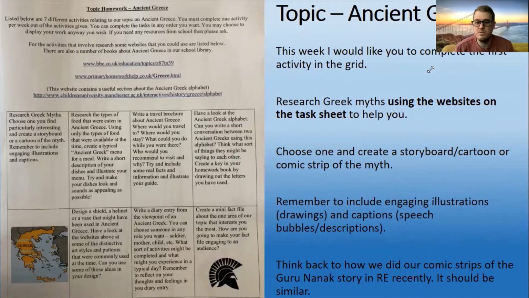For topic, we were starting our ancient Greek activities this term, so we're going to have a look at those. The one I would like you to complete for this week is this activity here. It involves you having to research some Greek myths, and then you're going to create a storyboard or a comic strip to show the myth.